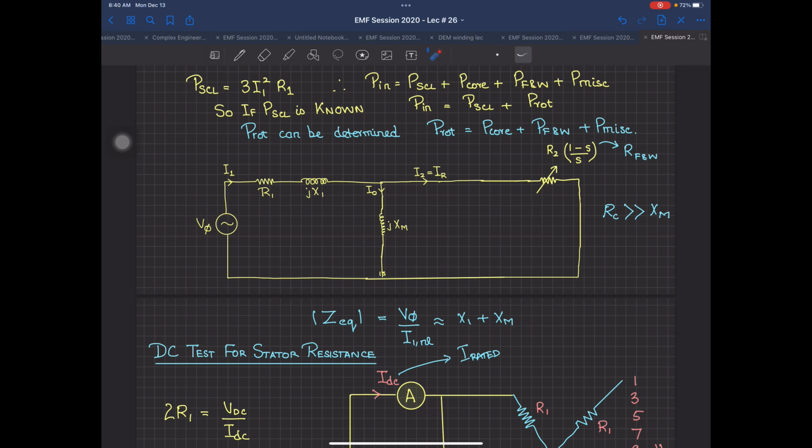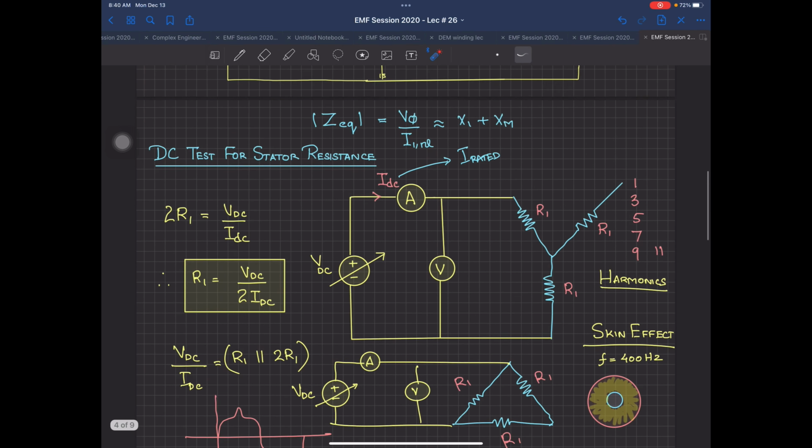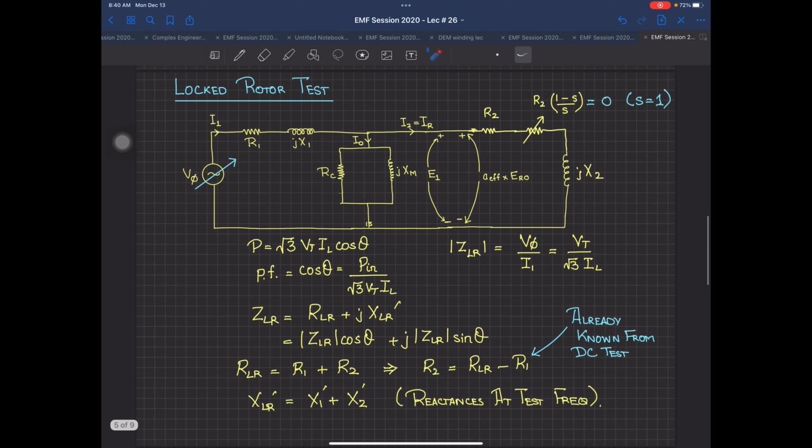Now, based on this first test, the no load test which you have done, the second test is the DC test for the stator resistance. And the third test which you have to do is the locked rotor test. Many of you have done this experiment in the lab, in which you hold the machine and do not allow it to rotate. But the point here, just like you did with the transformer, which you short circuited from the secondary side and applied a reduced voltage. When you apply a reduced voltage, the main current path is this resistance path.